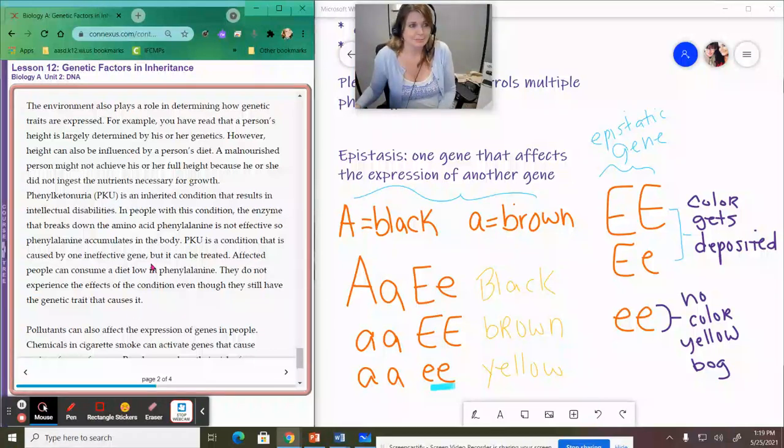So that's it. That's a summary of Unit 2, Lesson 12. Again, genetic factors in inheritance. Hopefully a little bit easier than that one that was like 2 lessons ago, which was a little bit difficult.